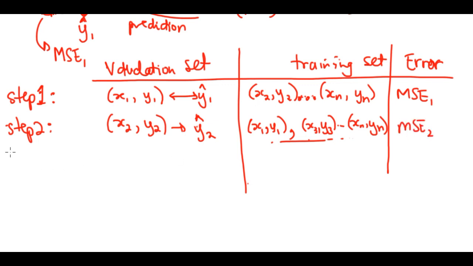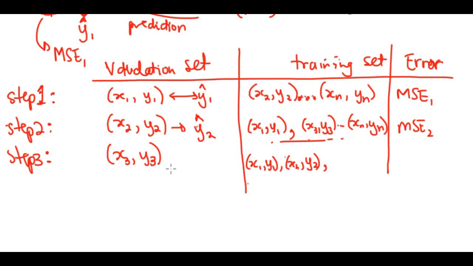We do step number 3. Step number 3 involves us leaving out observation number 3. So in our training set, we have x1, y1, x2, y2. We skip x3 because it's now in our validation set.